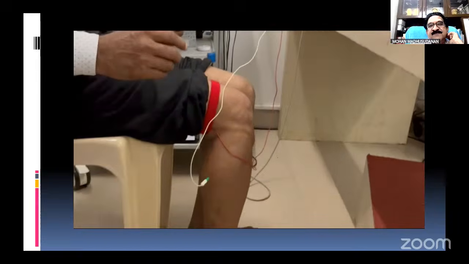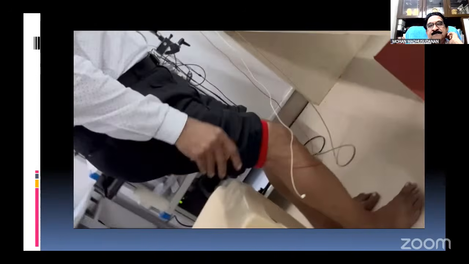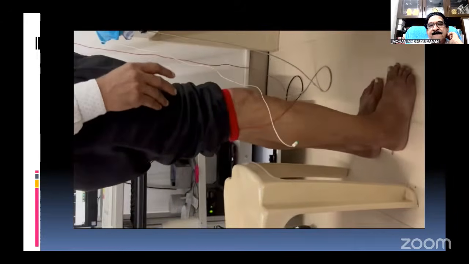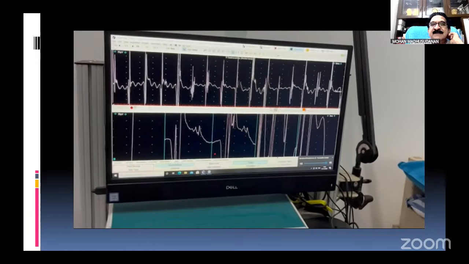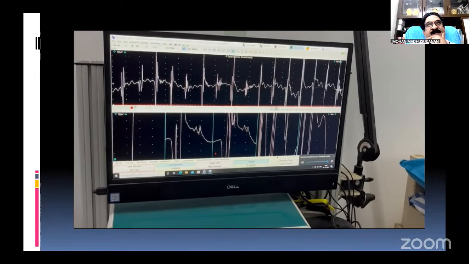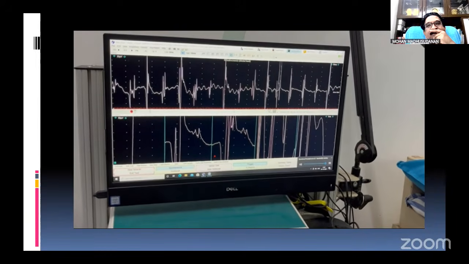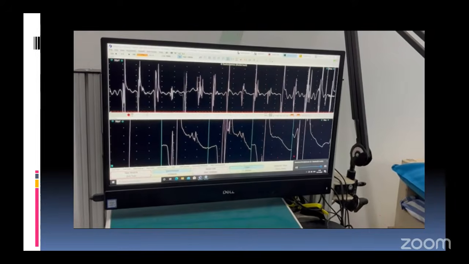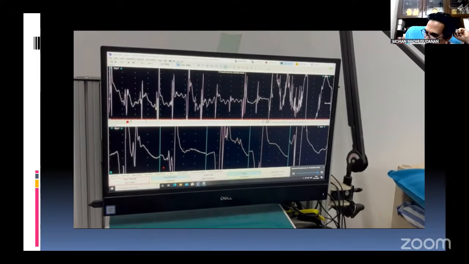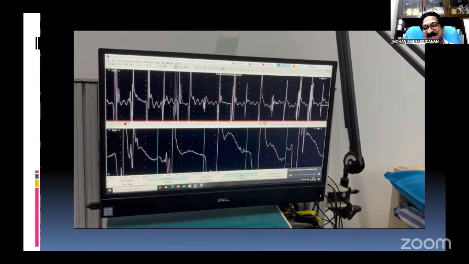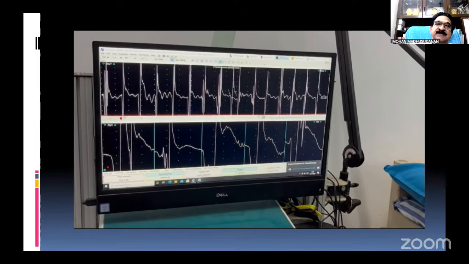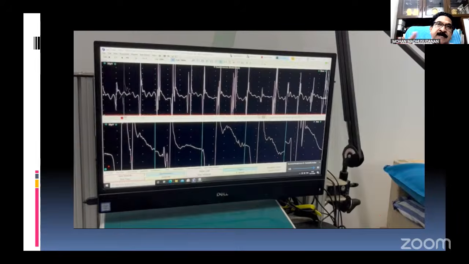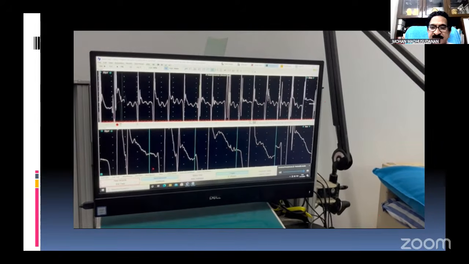Listen to the sound very carefully. Make him stand now. What is the sound mimicking? Helicopter blade sound. Correct. That is a typical sound you see in orthostatic tremor, and the frequency is higher. And you don't need to put a needle, you can put a surface electrode also, you can get it.